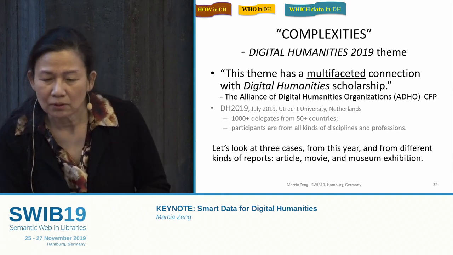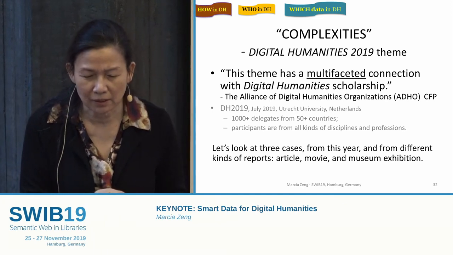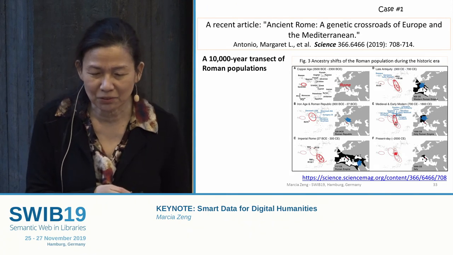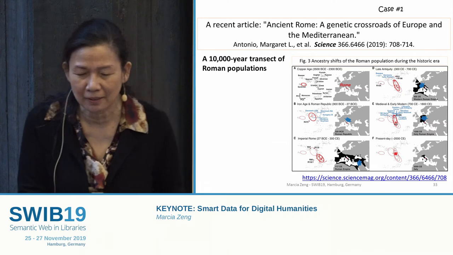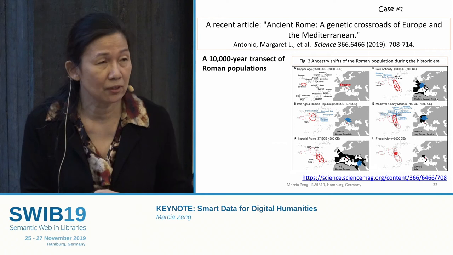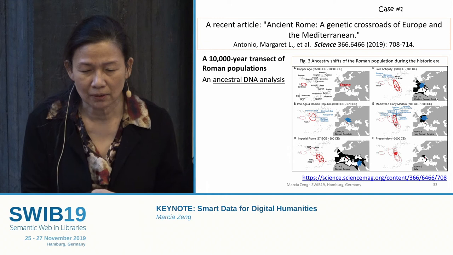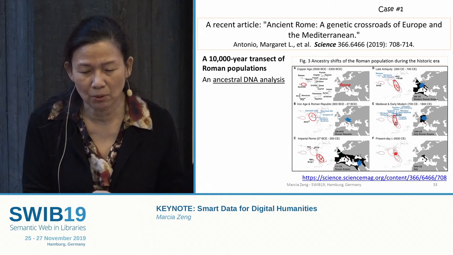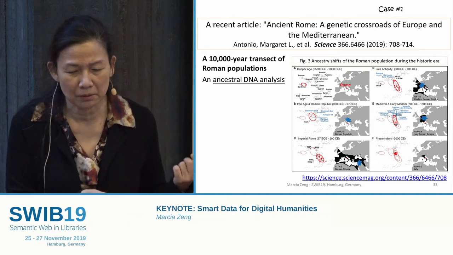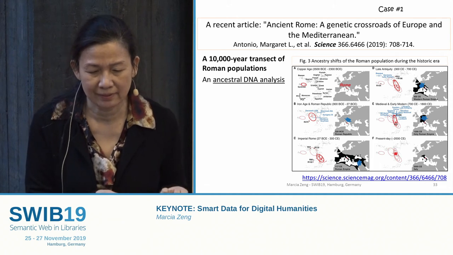I also want to show a few more examples from the most recent year, not just from reports but also from articles. Very quickly, and you can check later with the original. One is an article published just this month in Science. It talks about how the research studied ancient Rome in terms of a generic crosswalk of Europe and the Mediterranean, what data they used, and what kind of thing they analyzed.